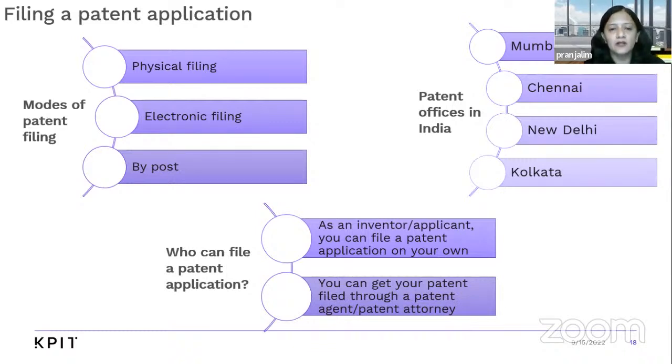And who can file a patent application? Basically, as an inventor or an applicant, you can file your own patent application, or you can get your patent application drafted and filed through a patent agent or a patent attorney. The preferred option always, since we have seen that patents are complicated techno-legal documents, and you need to have that knowledge and understanding of how to draft the claims and all the other requirements of the patent law, is that you get your patent drafted and filed and examined and prosecuted through a patent agent or a patent attorney.